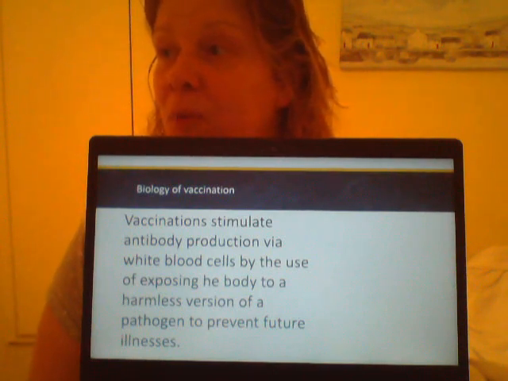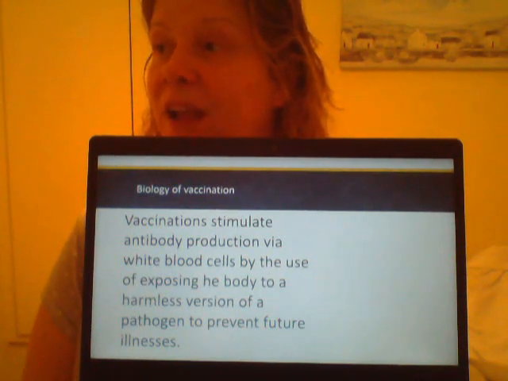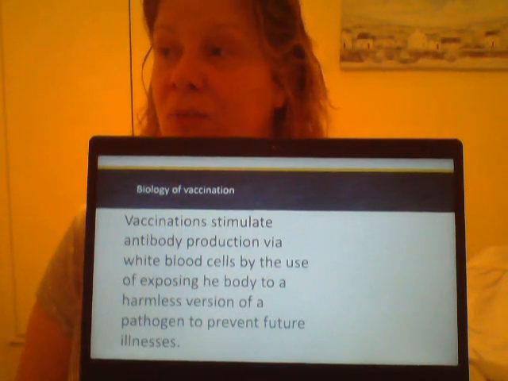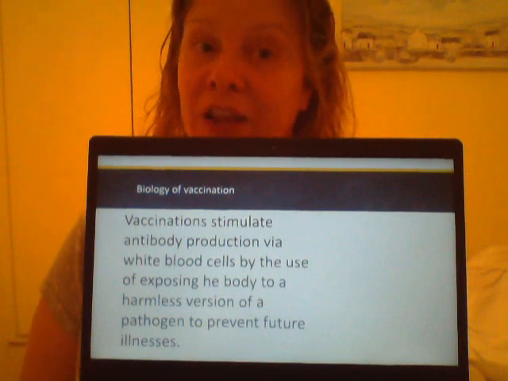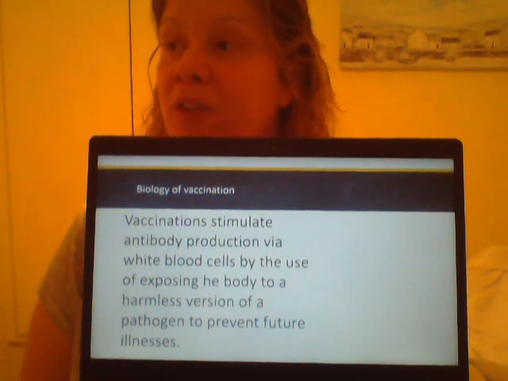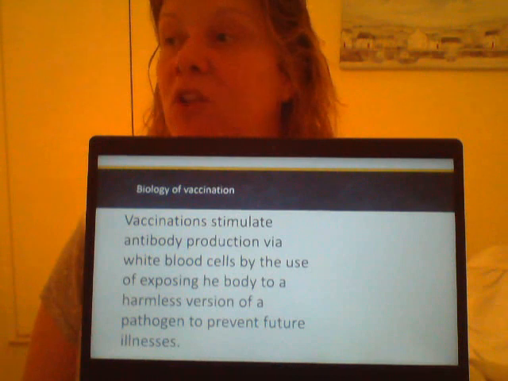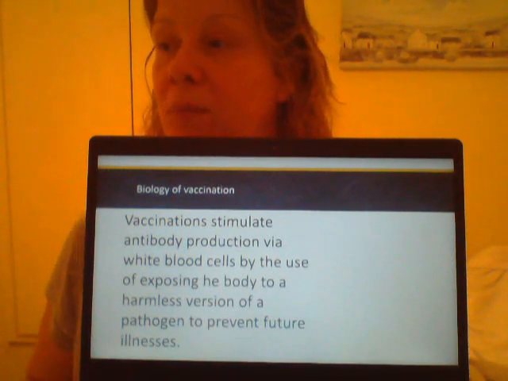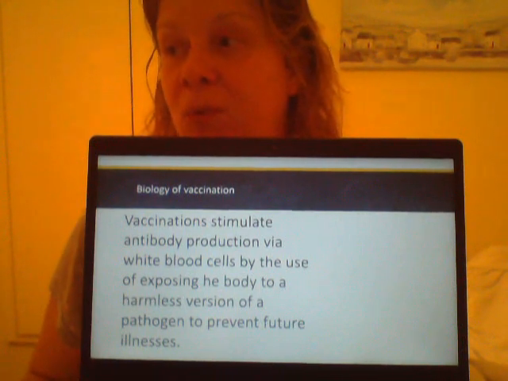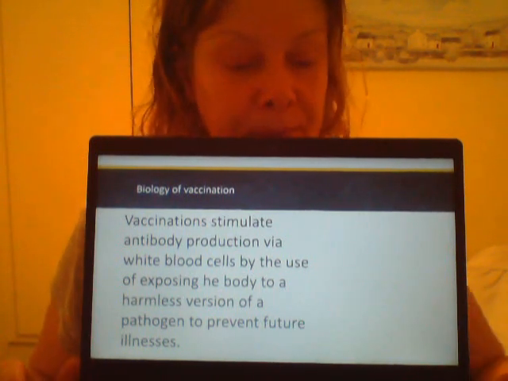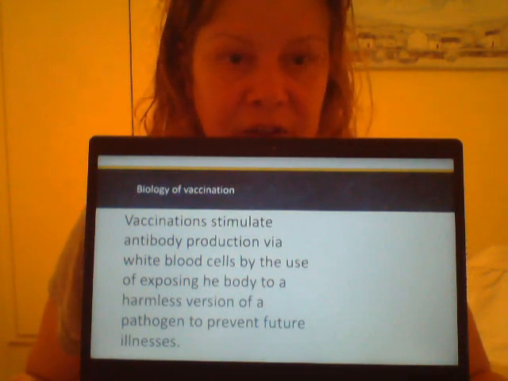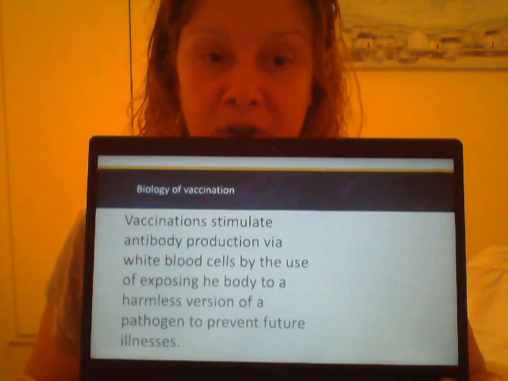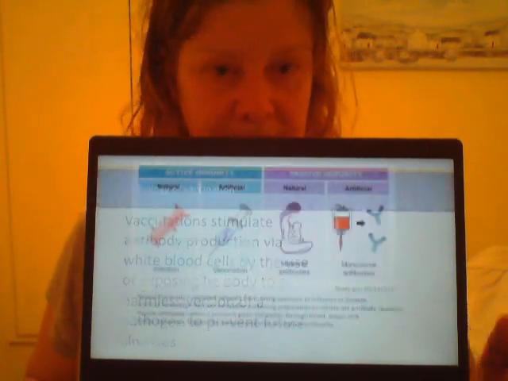Immunological memory is the immune system's ability to recognise a previous encounter with a pathogen and act more quickly the second time around. When the pathogens are exposed to the body a second time, which is a secondary response, the memory cells act on producing the appropriate antibodies quickly and for longer, often before symptoms arise. Immunological memory is used to initiate memory cell production without the infection spreading. Vaccinations stimulate antibody production via white blood cells by exposing the body to a harmless version of a pathogen to prevent future illness.